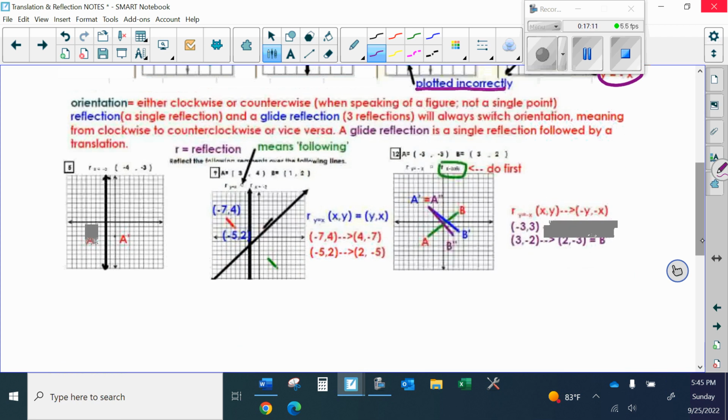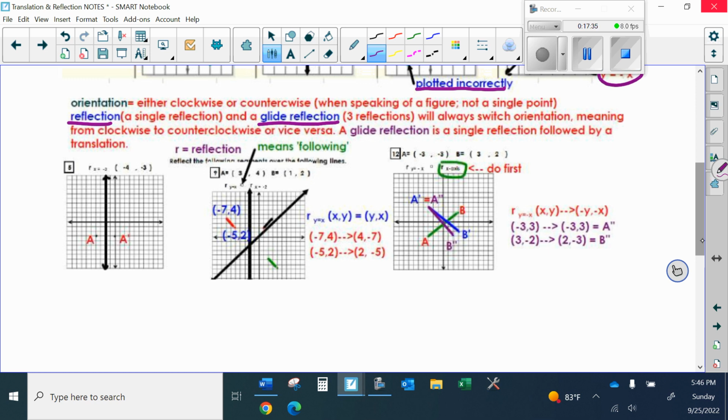So orientation is either clockwise or counterclockwise, and that's for a figure, not a single point. I just did single points here, well, I did it for the first one. Orientation switches for reflection and glide reflection. That's 1 or 3 reflections. Translation and rotation stay the same.